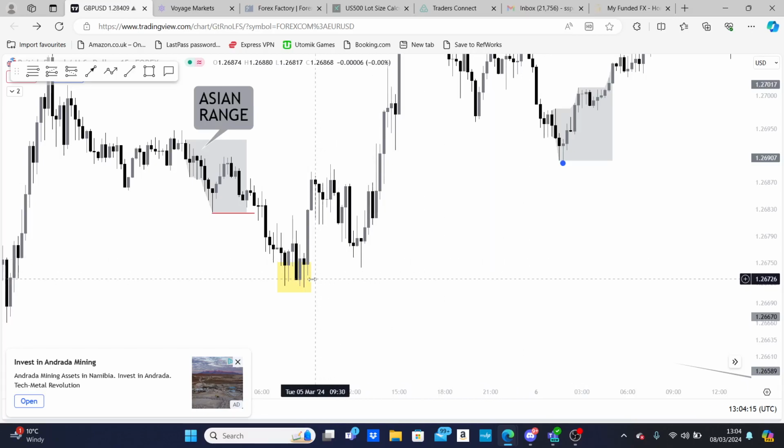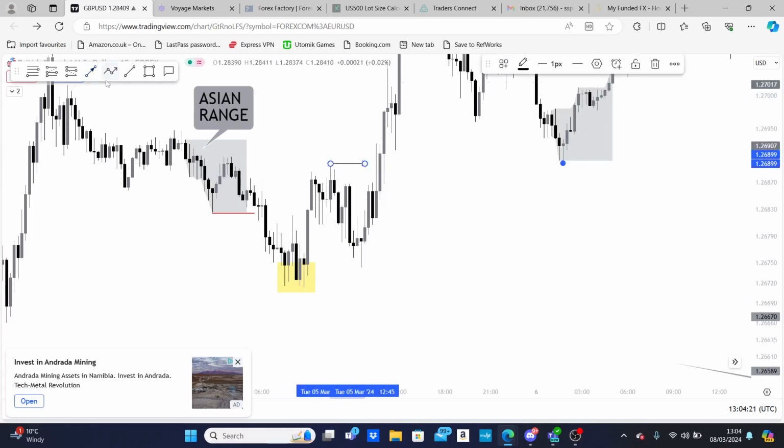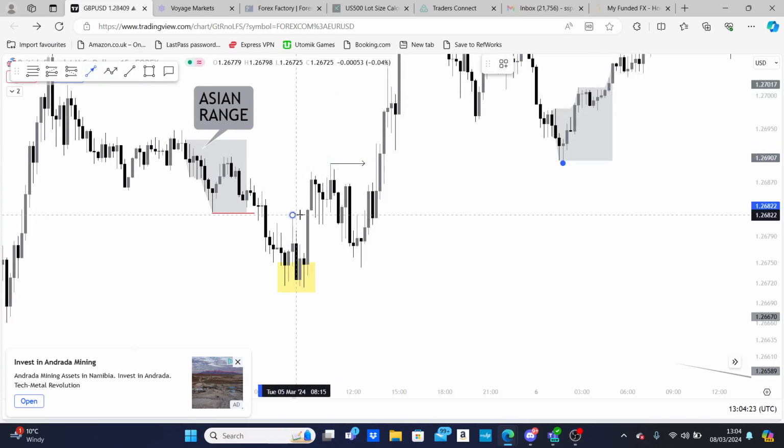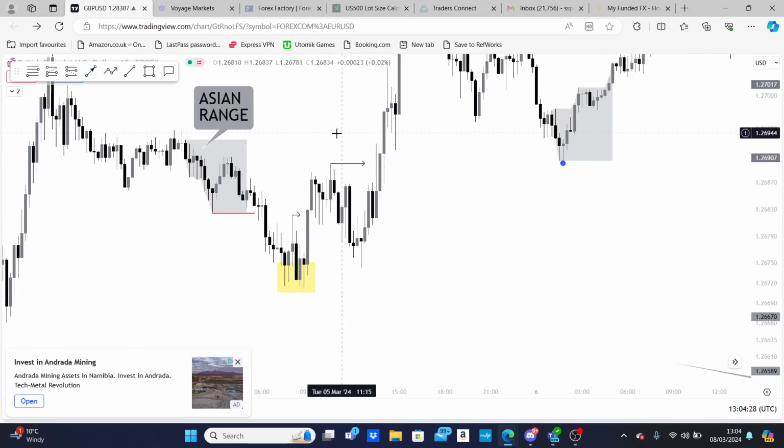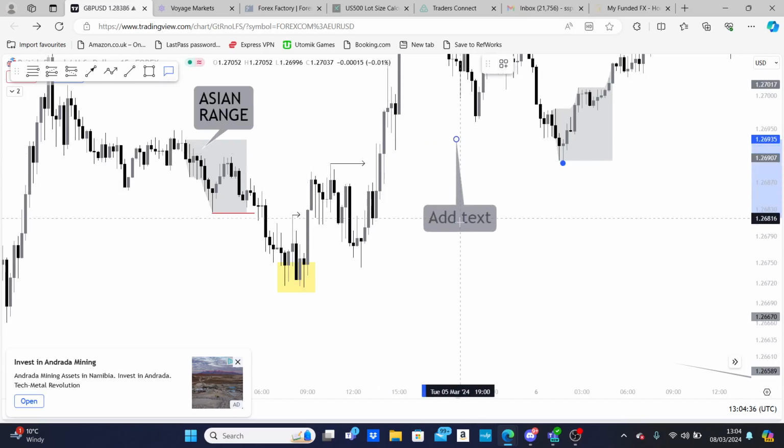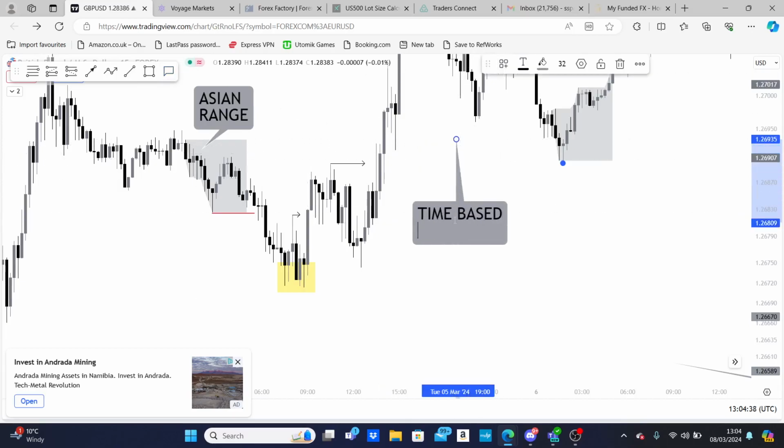The Judas swing here represents the low of the day before we see price break structure to the upside. So we see a break of structure over here, and we see a break of structure over here. So this is our first break of structure. This is like our change of character. This is our break of structure, both to the upside. So now that we've seen that, what we're looking for now is a time-based fair value gap to enter off. We need a time-based fair value gap to enter off, right?